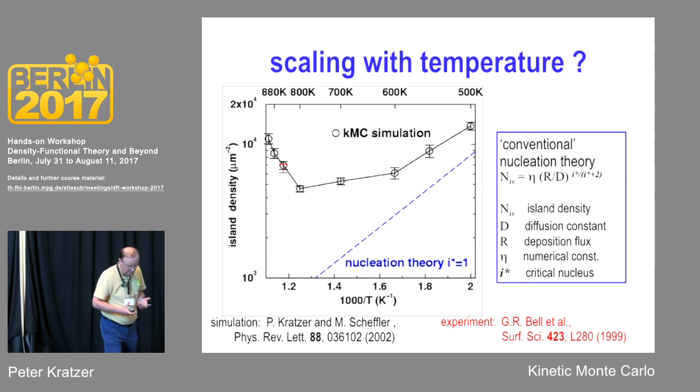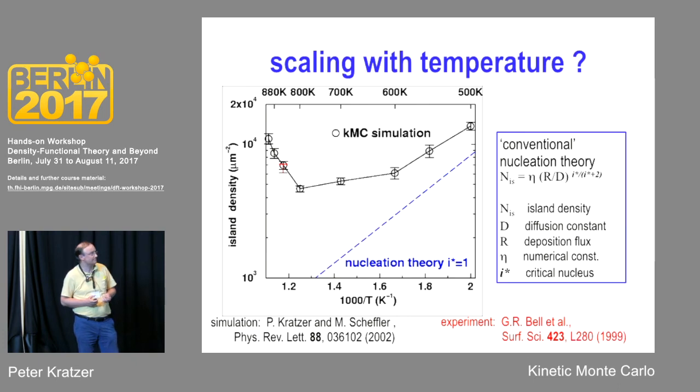And this is because you are running short of arsenic in this region here. Above 800, the arsenic desorption becomes appreciable. And the arsenic acts like a glue. It keeps the islands together. So when you lose too much arsenic, then your islands become fragile and you get many small islands.